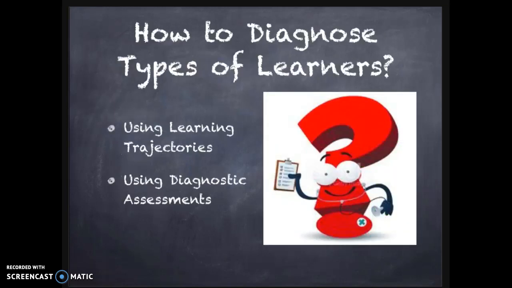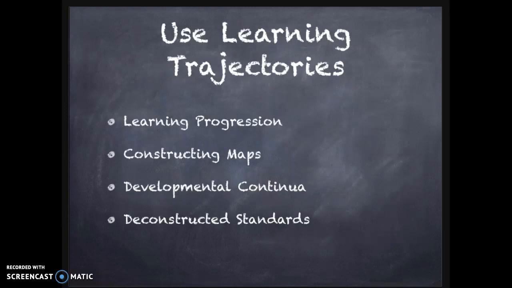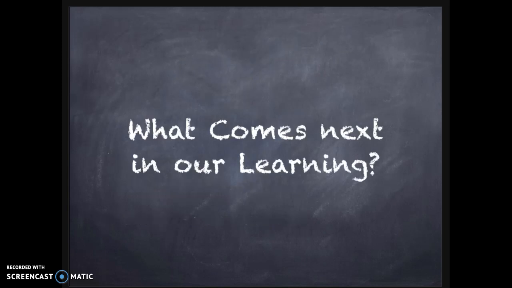In order to identify the types of errors our students may make when learning, we need to develop strategies to diagnose each type of learning error. The two strategies I will discuss today include learning trajectories and using diagnostic assessments. When using learning trajectories, we can track how students learn, understand, and develop thoughts through their learning experiences. It's important to note, not all learning growth is linear, and not all students follow the same learning trajectory. Constructing learning maps and deconstructing state standards can also provide teachers with useful information when tracking a student's learning growth.